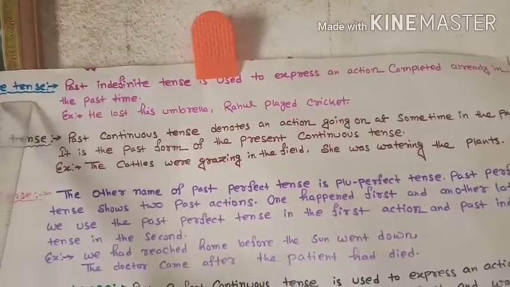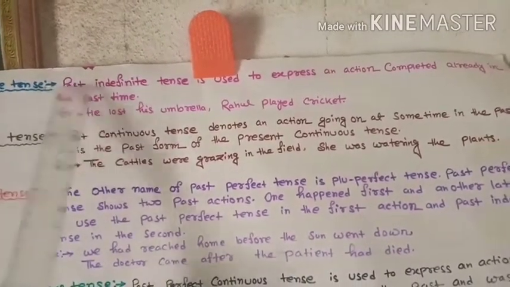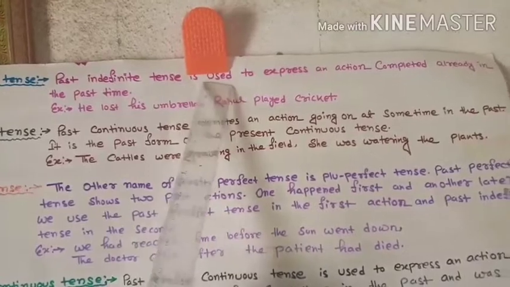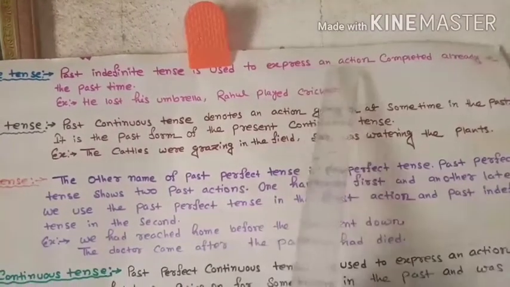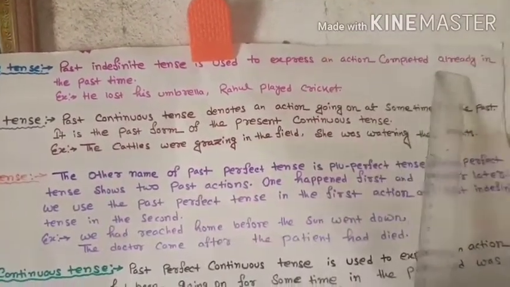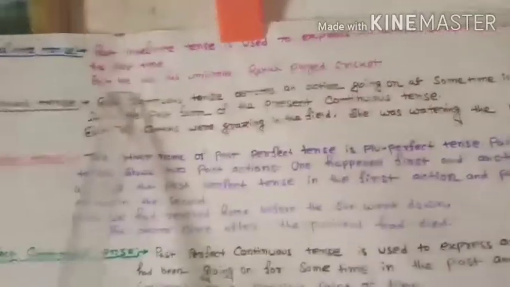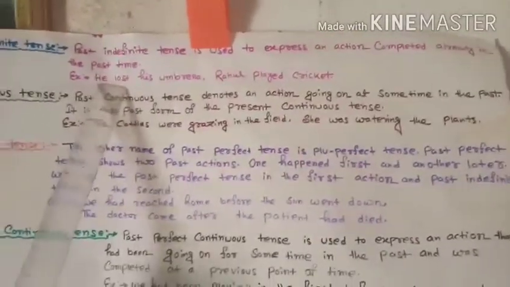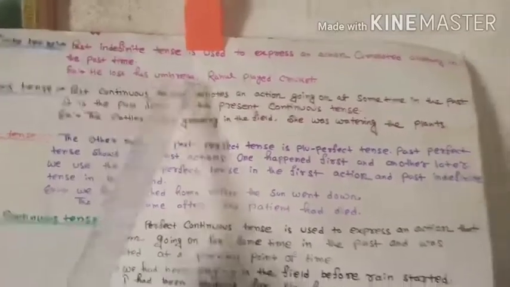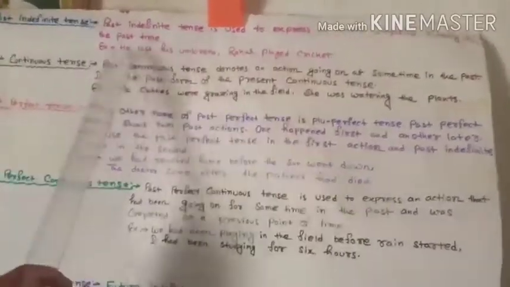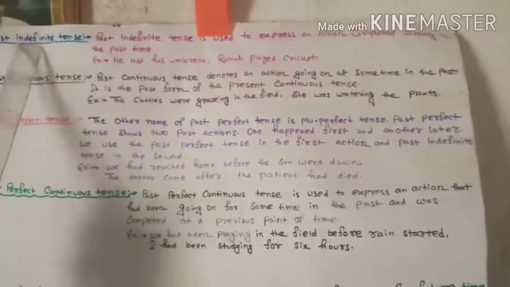Once again, what do we mean by past indefinite tense? Past indefinite tense is used to express an action completed already in the past time. For example, we can see here he lost his umbrella. Rahul played cricket. So these are the examples of past indefinite tense.